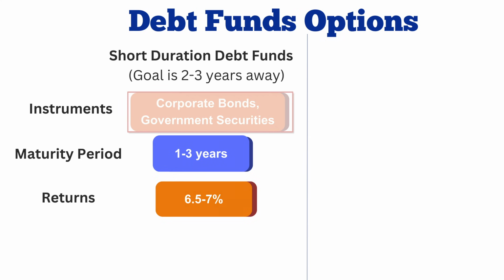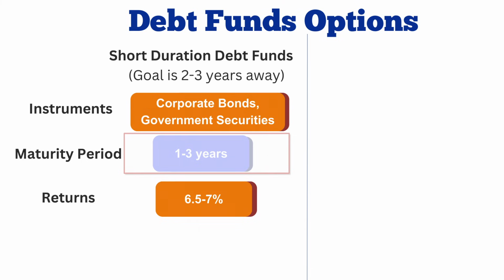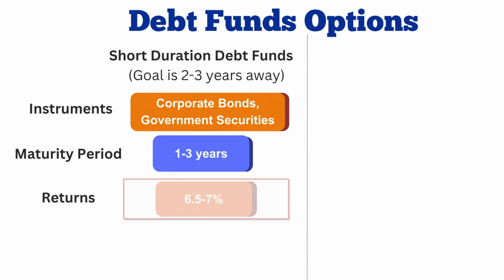Okay, till now we have discussed that you should transfer to debt from equity to safeguard your long-term goal corpus. But where in debt exactly? So, for goals that are 2 to 3 years from your goal maturity, many investors evaluate short duration debt funds. These invest in corporate bonds and government securities, maturing between 1 to 3 years. Historical returns are around 6.5 to 7% per annum. They have low volatility and much higher returns than savings accounts, of course.